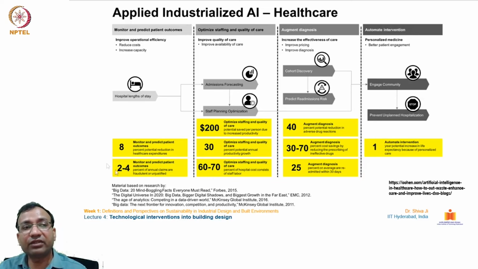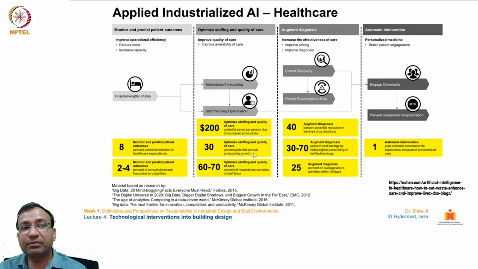So in the numbers, if you see monitor and predict patient outcomes, an 8% potential reduction in healthcare expenditure is expected through this modeling. On monitoring and predicting patient outcomes, 2 to 4% of annual claims are fraudulent or unjustified, so this also can be prevented. Further, a $200 potential saving per person due to increased productivity. So this can be achieved through optimizing staffing and quality of care.